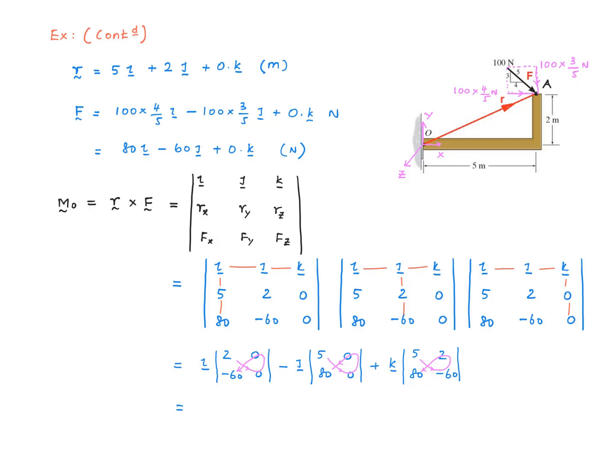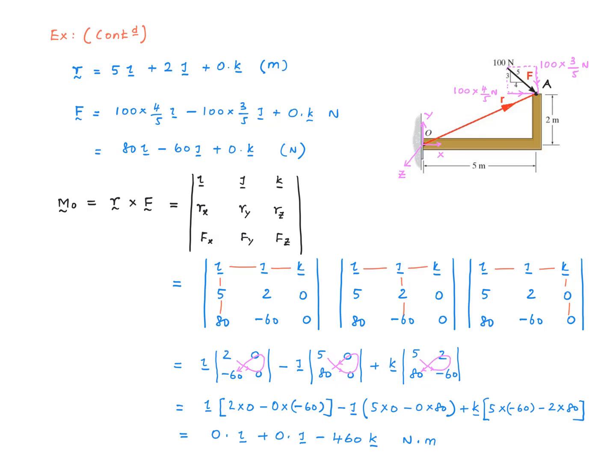Also, we have a positive sign here, negative sign here, and a positive sign here. So after simplifying, I get this equation. So we get 0 component in the x direction, 0 component in the y direction, and minus 460 in the z direction, right? And therefore, my Mz, which is the moment about the z-axis, is simply minus 460 Newton meter, which is what we got by the scalar method, right? So you can see the vector method can be applied to both the 2D and the 3D problem, but obviously it's a lot more useful for three-dimensional problems.